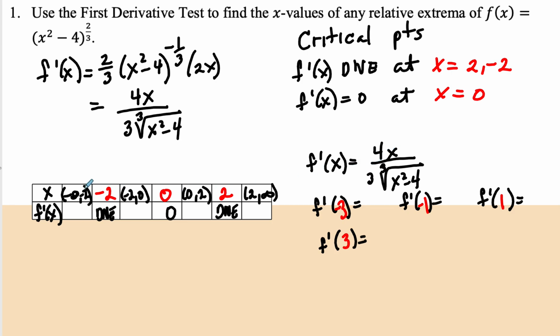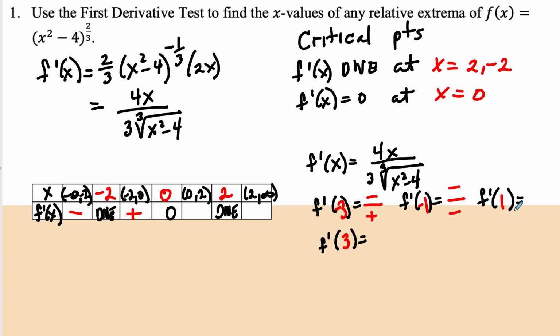Here's my derivative. I'm going to pick a point in the interval between negative infinity and negative 2, which I picked negative 3. If I put negative 3 in the numerator of the derivative, I'm going to get a negative value. And if I put negative 3 in the denominator, I'm going to get a positive value. So this is going to be negative. In the next interval, I'm going to pick negative 1. If I put a negative 1 in the numerator, I'm going to get a negative. If I put a negative 1 in the denominator, I am going to get a negative in the cube root, which is okay, which is negative. So negative divided by negative is a positive.